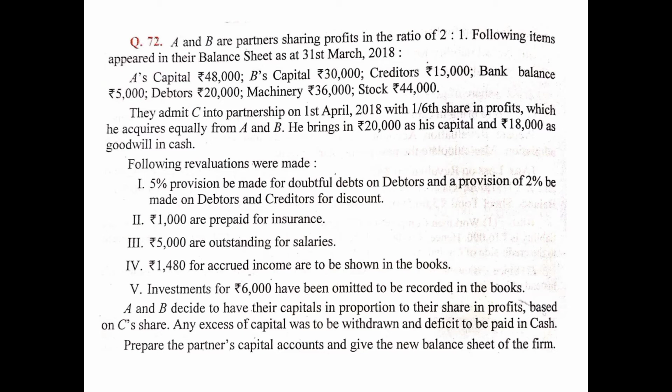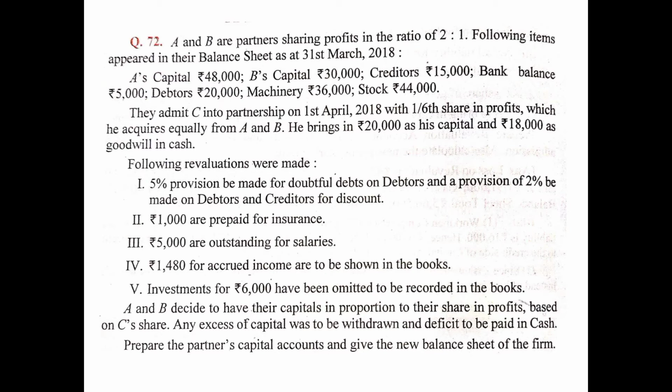Then point number 2, 1,000 was prepaid for insurance. That means the revaluation is to be done, as this is an unrecorded asset. An unrecorded asset increases the value of assets, therefore it will be an increase in assets, and it will be shown on the credit side of the revaluation account as by prepaid insurance 1,000, and it will also be shown on the asset side of the new balance sheet of the new firm after admission. Then 5,000 is outstanding for salaries.